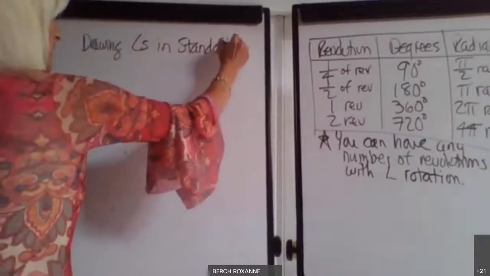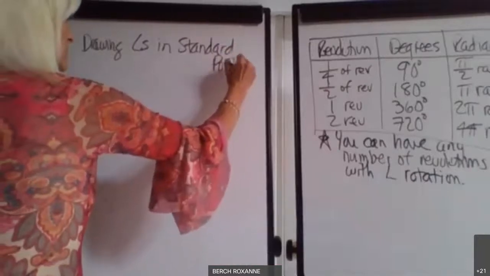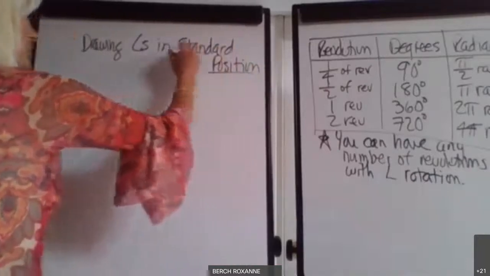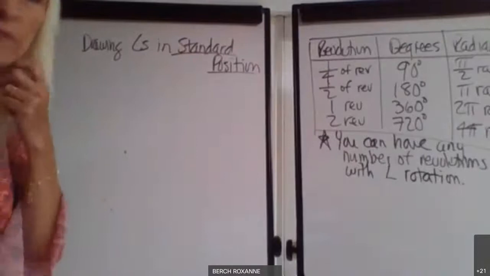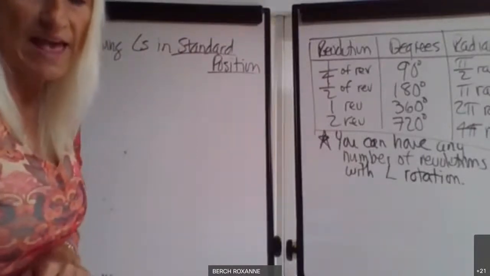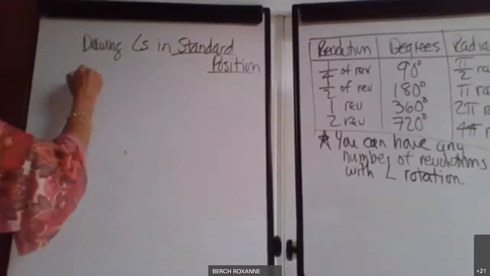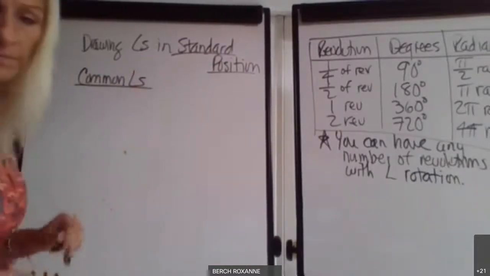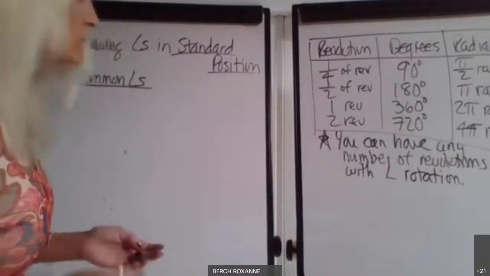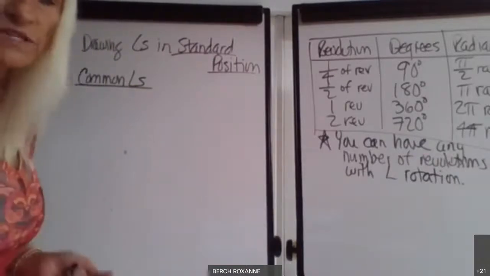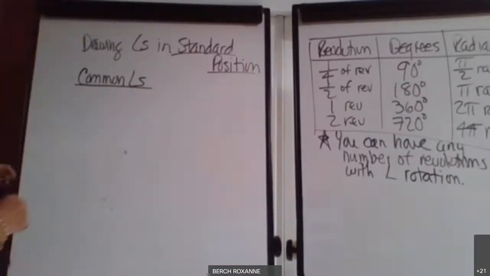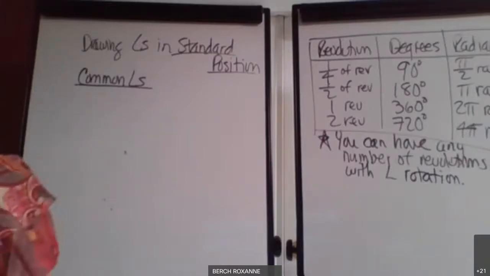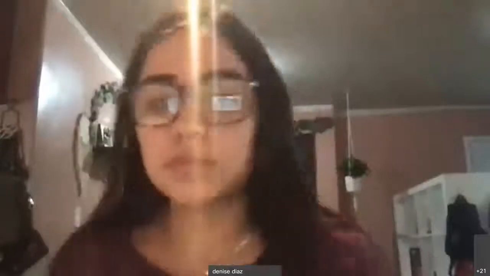What does standard position mean? On the origin. The vertex has to be at the origin, and what? The initial side lies on the positive x-axis. Yep, the initial side lies on the positive x-axis.